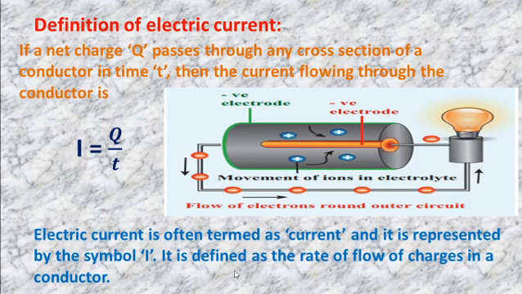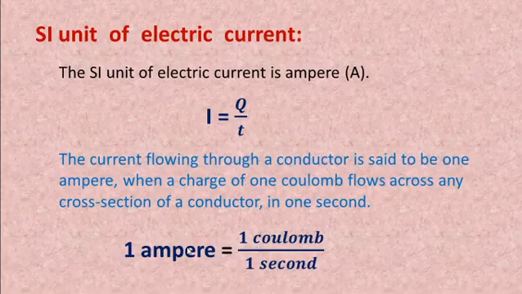So electric current is often termed as current, and it is represented by the symbol I. It is defined as the rate of flow of charges in a conductor. That means I equal to q by t. Then next one, SI unit of electric current. SI unit of electric current is ampere. The standard SI unit for current is ampere with the symbol A. Then what is the formula? I equal to q by t. Here I is the electric current, q is the electric charge, then t is the time.